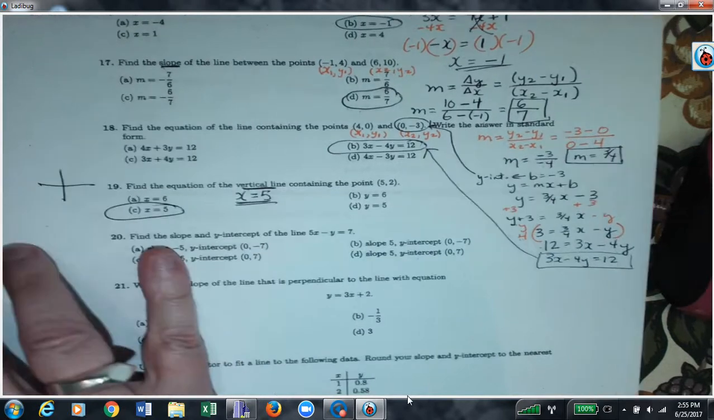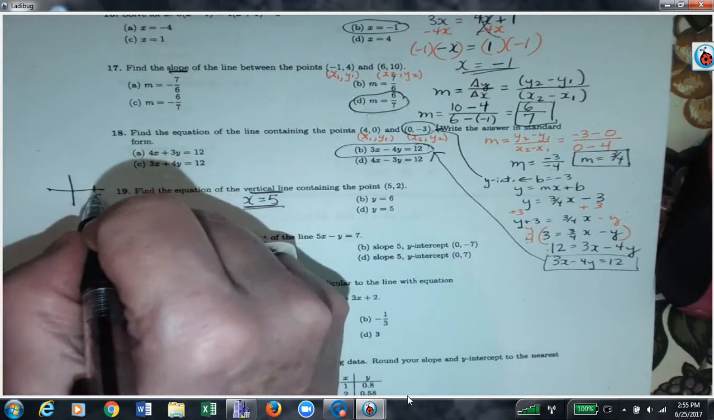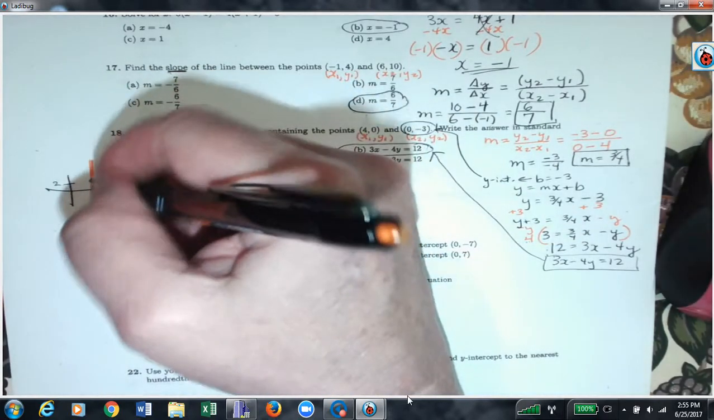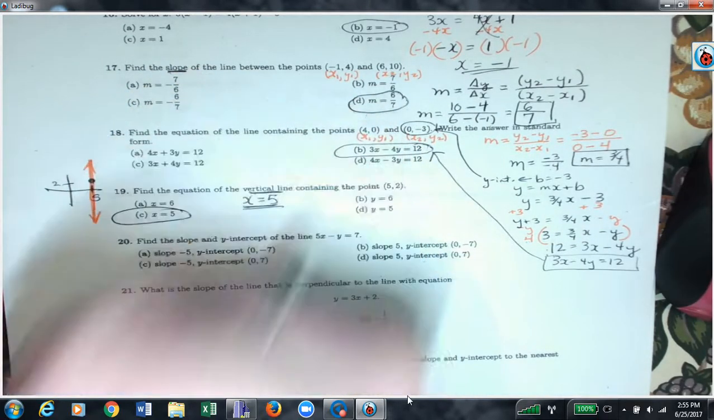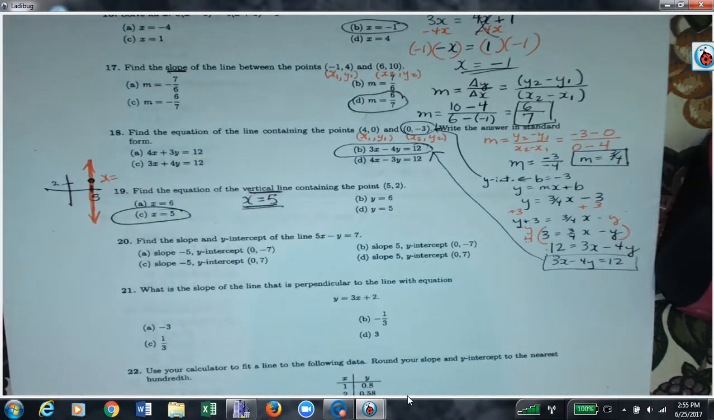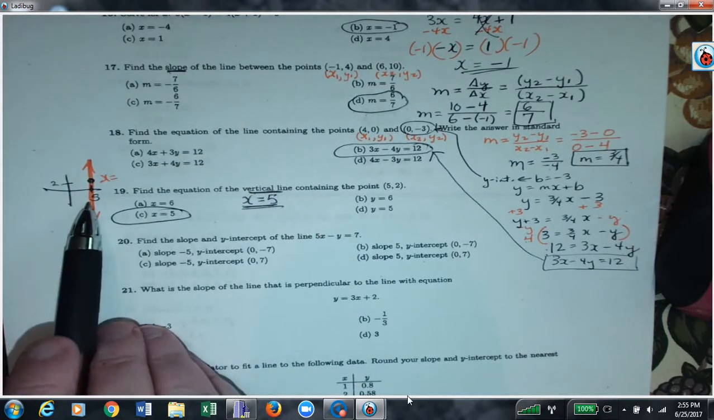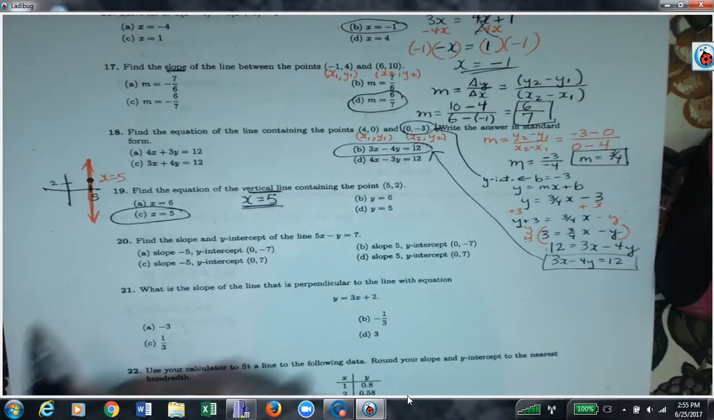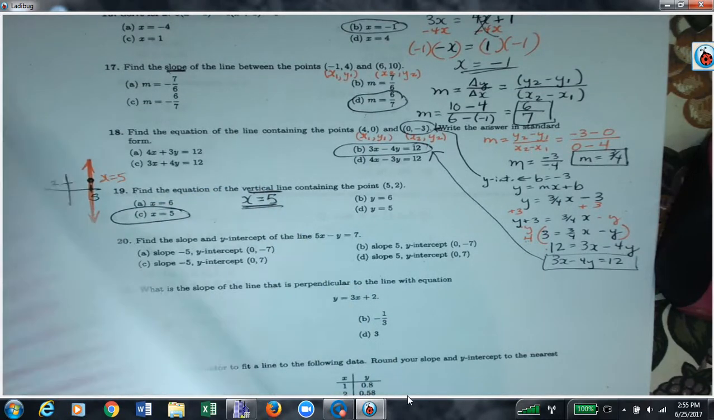And so that's going to be our answer. So where is 5, 2? There it is. And so the line that goes through this point is going to be x, the vertical line, equal, well, where does it go through the x-axis? At 5. So the answer to number 19 is C.